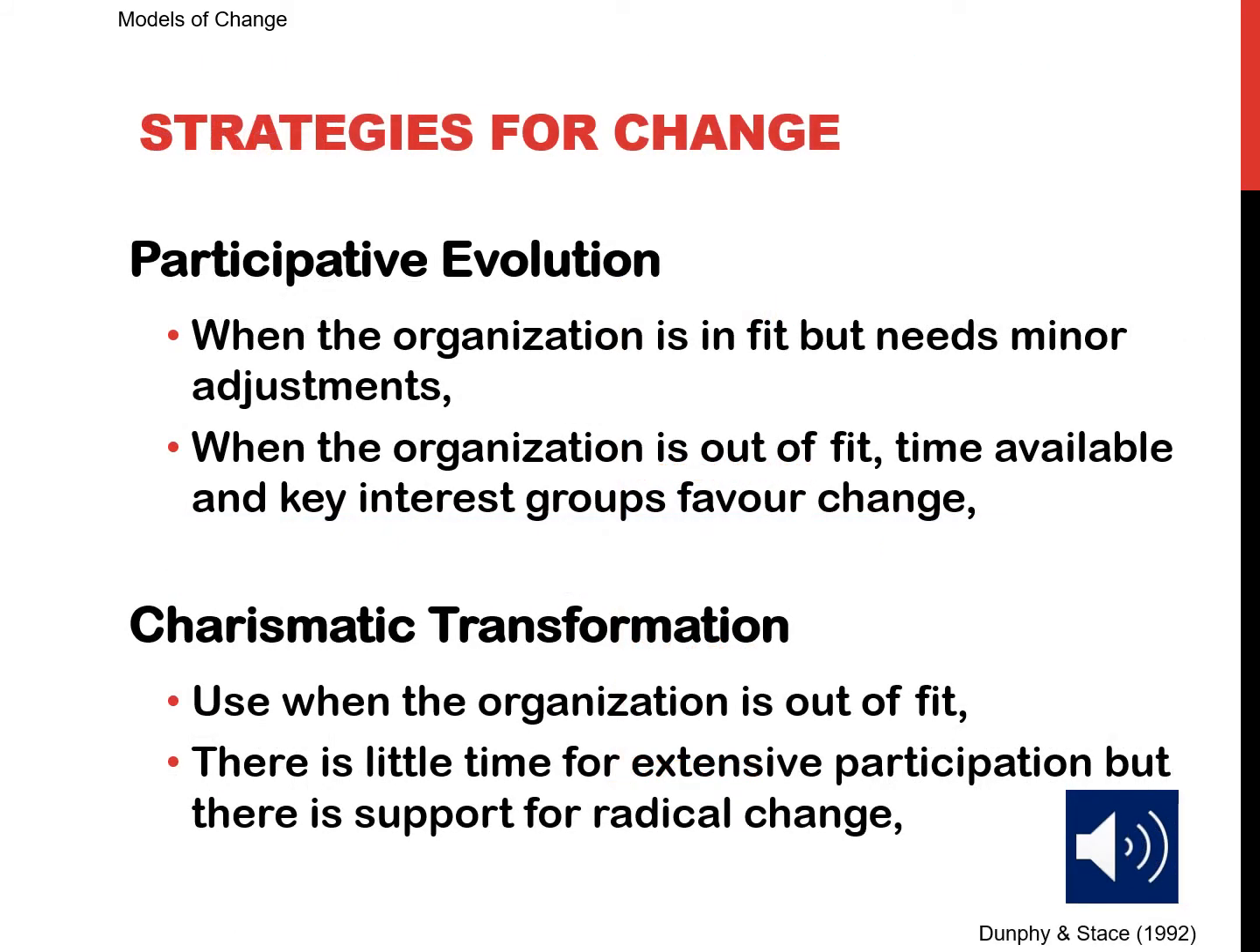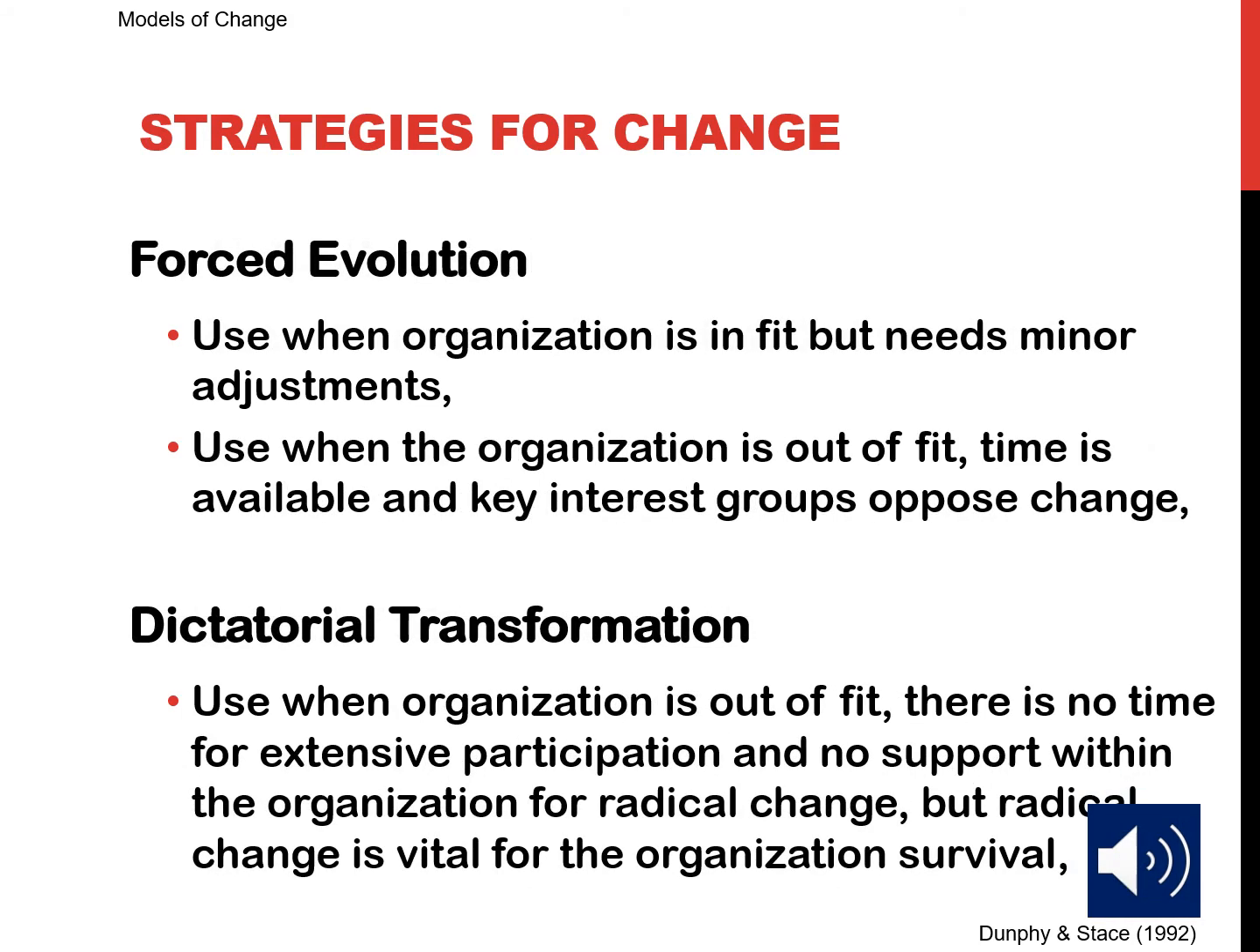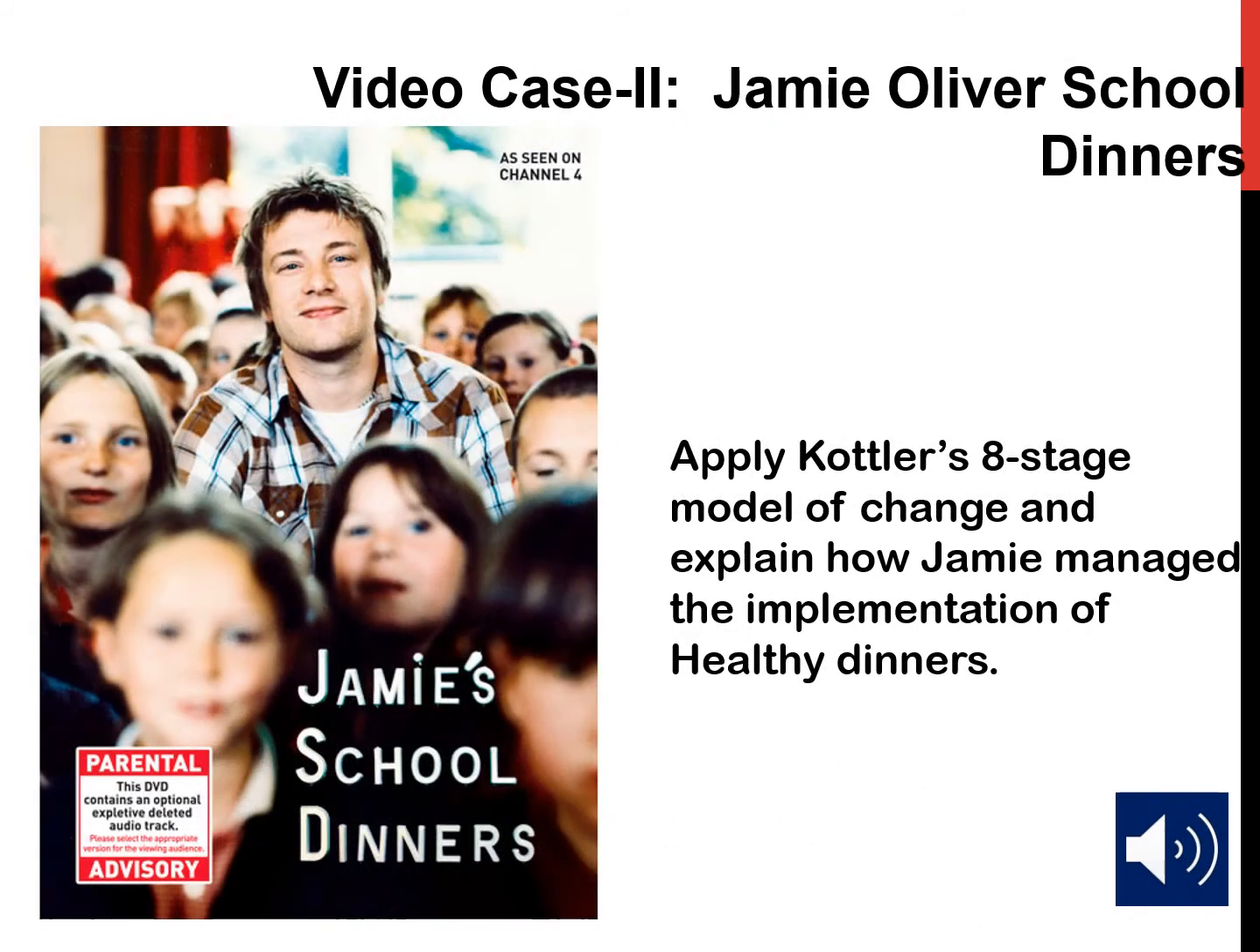This slide details participative evolution and charismatic transformation strategies of change. Here you can see additional details about the forced evolution and dictatorial transformation strategies of change. Read it on your own time. In order to apply those concepts of implementation of projects, we will use the Jamie Oliver school dinners case to discuss how this happens in the real world. We will do this during the workshop and during the Q&A Collaborate sessions.